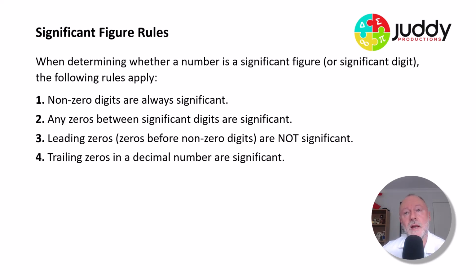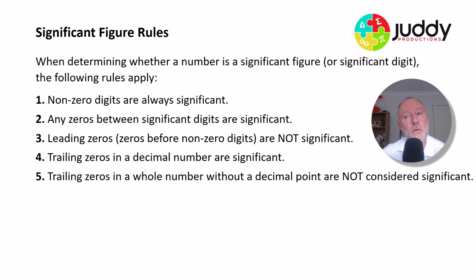Number four, trailing zeros in a decimal number are significant. So here's an example of a decimal number, 127.00. Now the trailing zeros are the two zeros on the right-hand side. And because this is in a decimal format, we find that those trailing zeros are significant. So 1, 2, 3, 4, 5, this number has five significant figures.